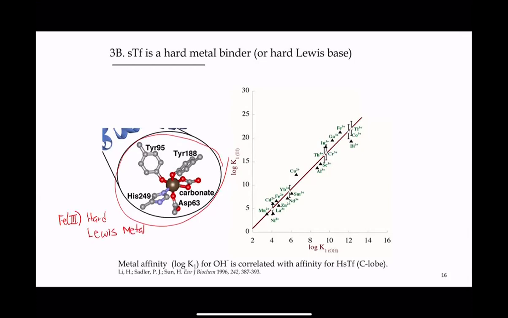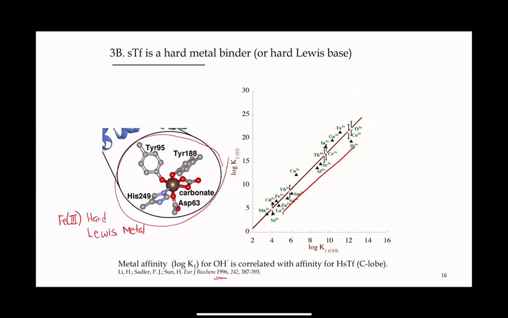So this was done in 1996. So you can see how long ago this was done. A study was to establish a correlation between the affinity of the protein for different metals. So you have different metals that are represented here, and their general affinity for hydroxide.